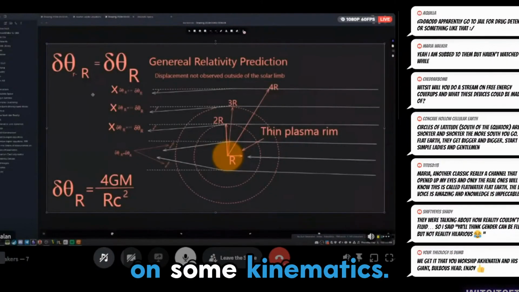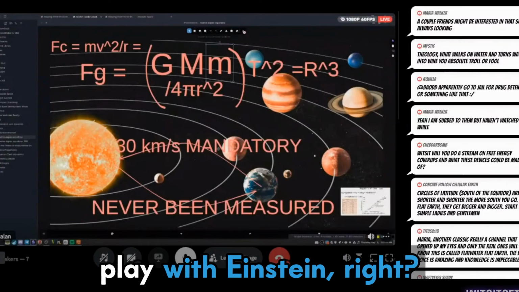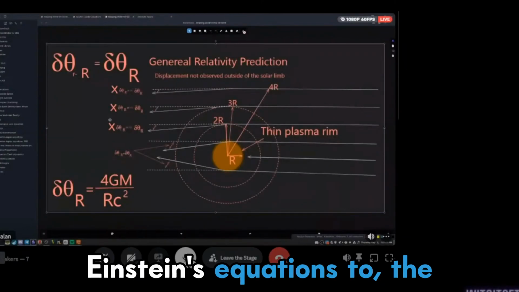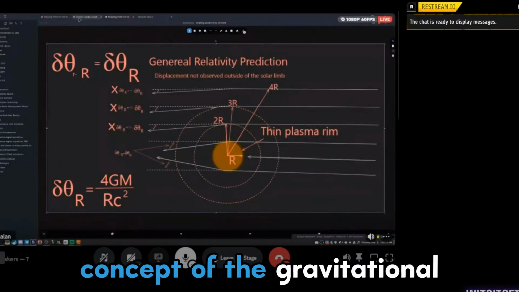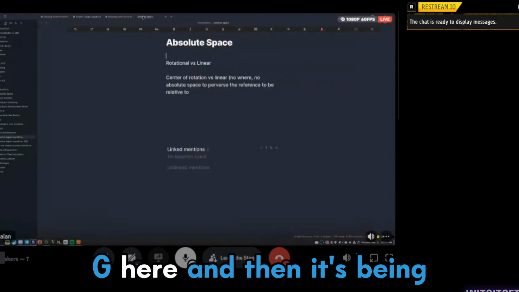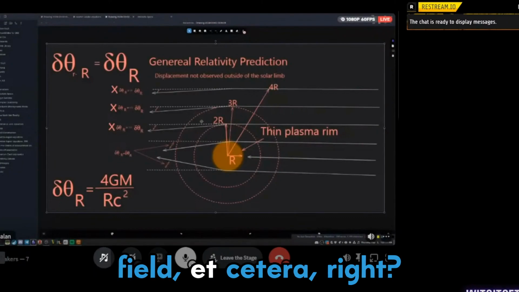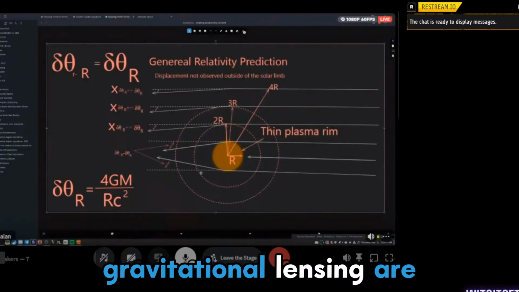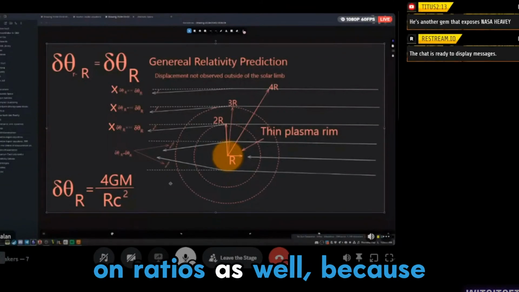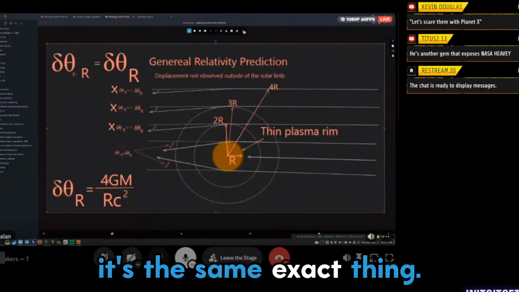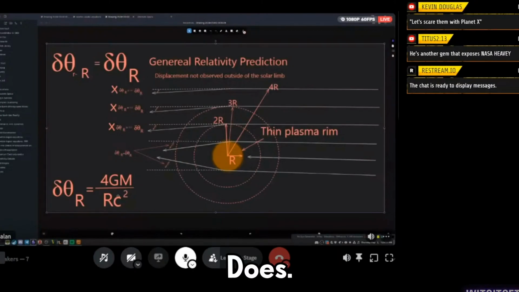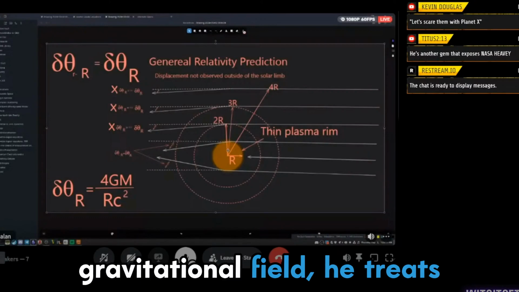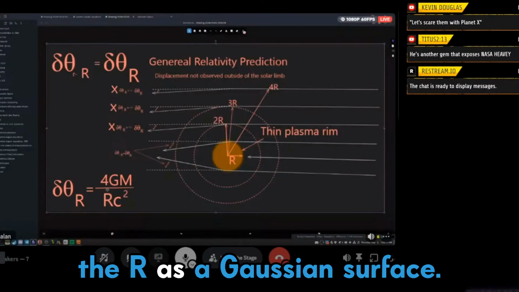And let's see here. To further end on some kinematics, they extended the role play with Einstein, right, with relativity. Now, when you apply Einstein's equations to the concept of the gravitational field, we're talking about this big G here, and then it's being converted into a gravitational field, et cetera, right? So the mathematical predictions for that, for gravitational lensing, are purely kinematical, based on ratios as well, because it's the same exact thing. And what Edward Dowdye Jr. does is, instead of using the sun as the mass and producing a mass attracting mass gravitational field, he treats the R as a Gaussian surface.